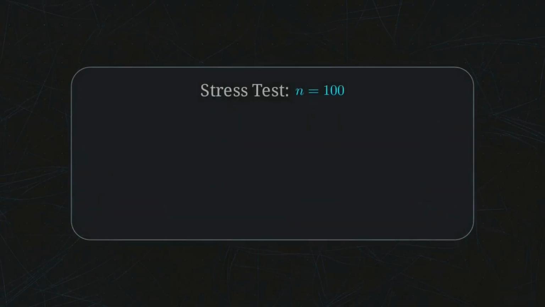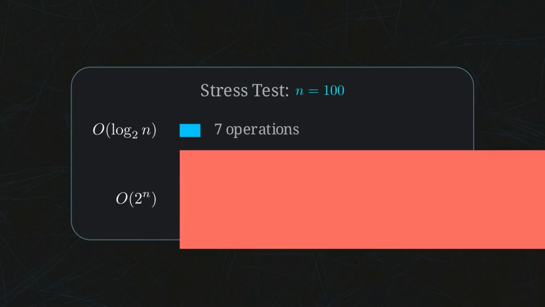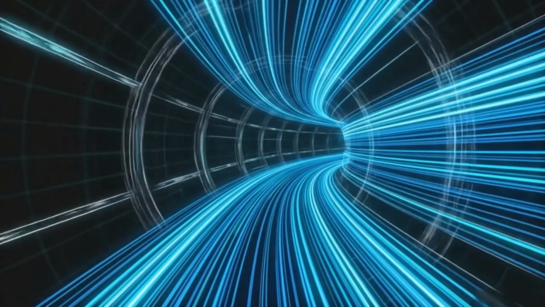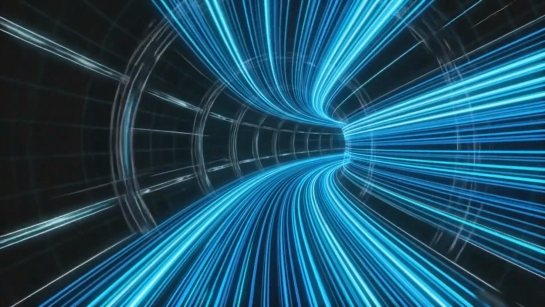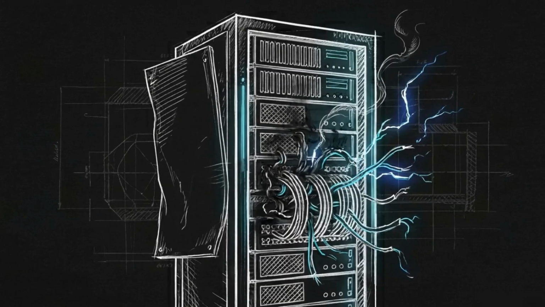To see the impact numerically, look at an input size of exactly 100. A logarithmic algorithm completes the task in roughly 7 operations. An exponential algorithm for that same input size requires a number so large it breaks modern computational physics to resolve. The divergence on this graph is not a theoretical abstraction. It separates software that scales smoothly to millions of users from software that crashes servers the moment it hits production.